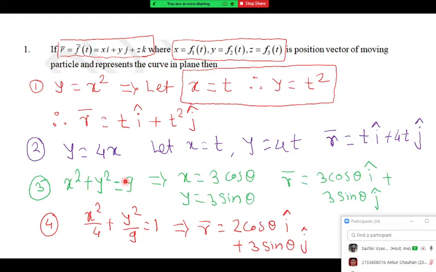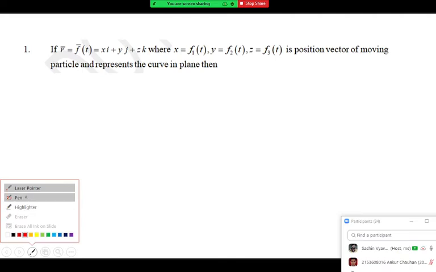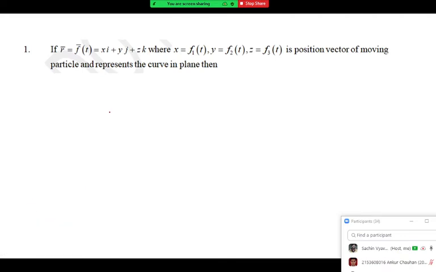Actually, not only three-dimensional, two-dimensional also. Each and every curve that you are given, it is directly in a parametric form only. For example, you will have a question like this. Find the velocity and acceleration of the particle which moves on this curve.